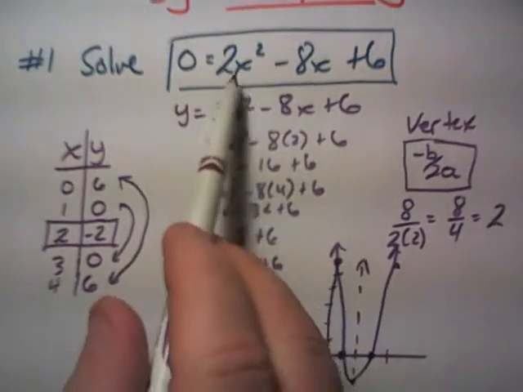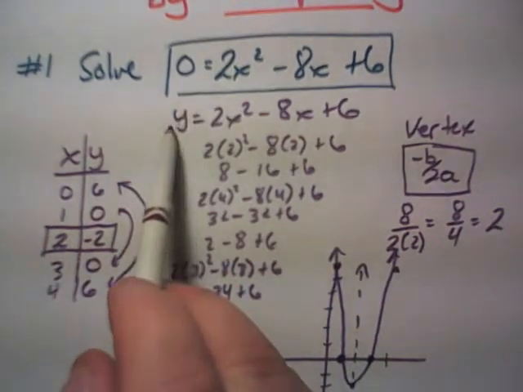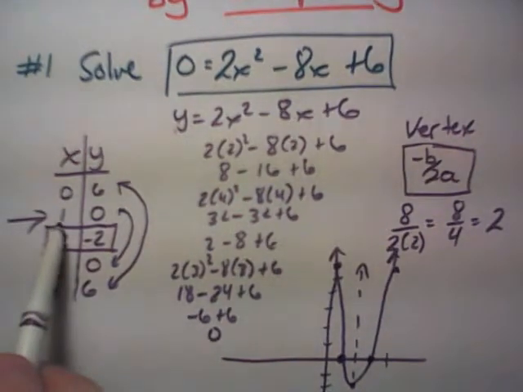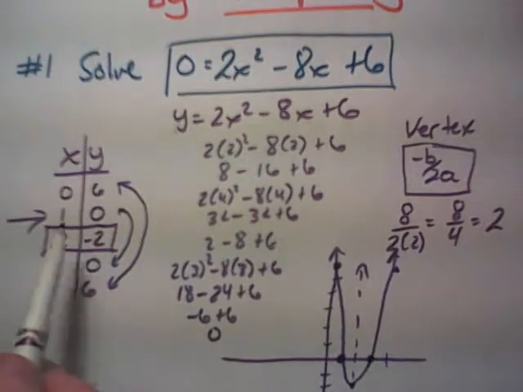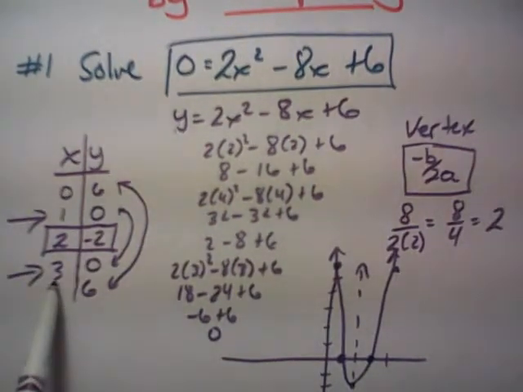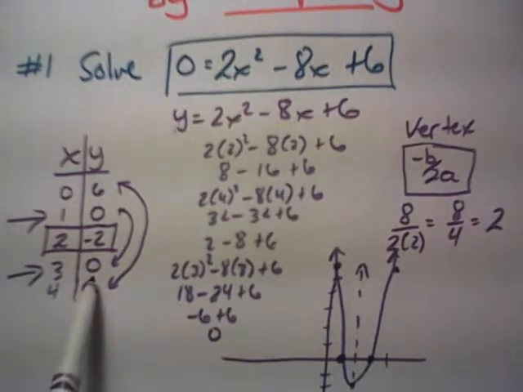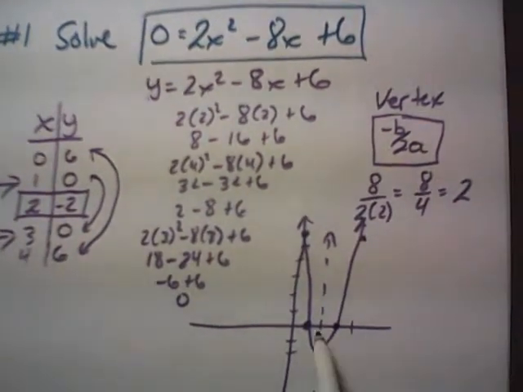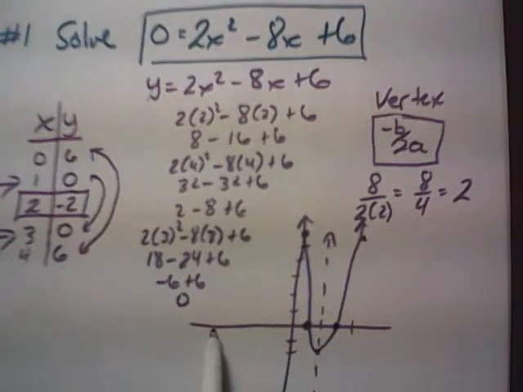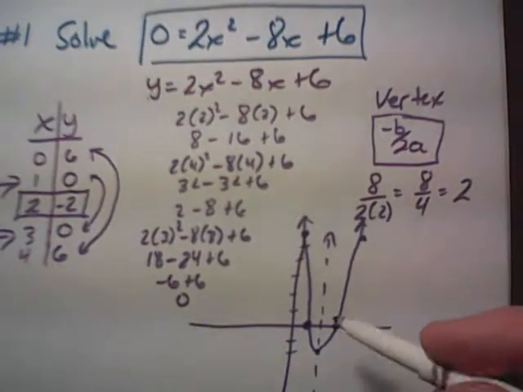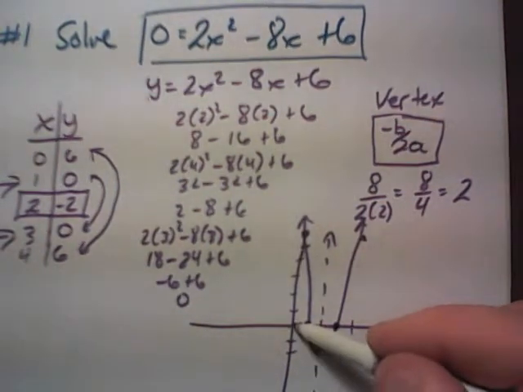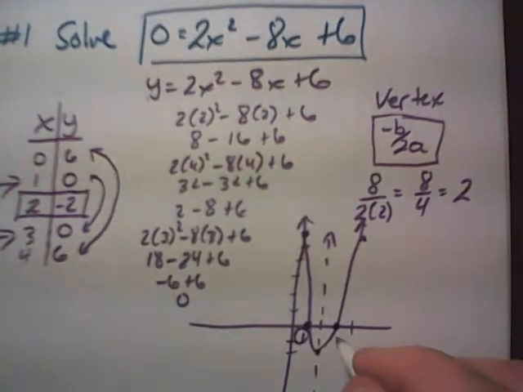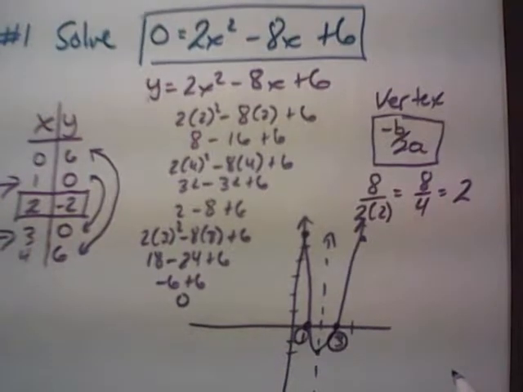So where are the y values equal to 0? Well, you can see we have two of them. Here, when I plug in a 1 for x, I get a y value of 0. And here, when I plug in a 3 for x, I get a y value of 0. We can also look at the graph, and the y values that are equal to 0 are along the x-axis. Here's where the y values are 0, and it's at two places, at 1 and 3.